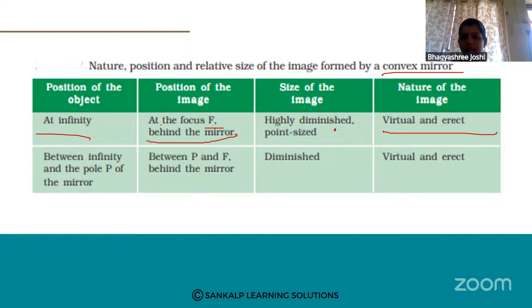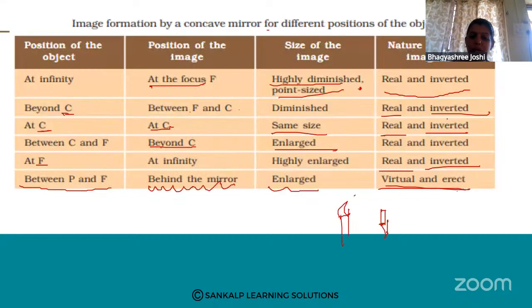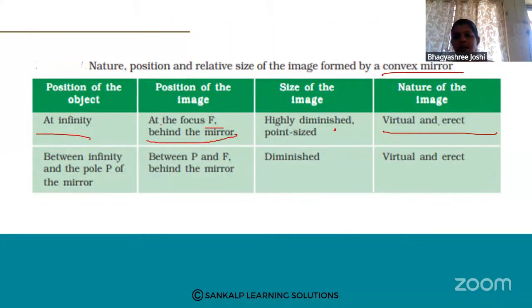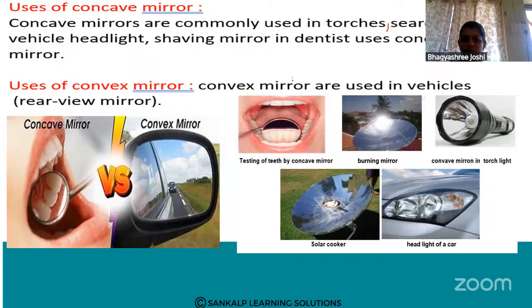So in case of a concave mirror, in all the cases it is real and inverted, but in only one case, between P and F, in that condition only, virtual and erect. Otherwise, the rest are all real and inverted. But here, at infinity, at the focus F behind the mirror, it is highly diminished, point sized, and the nature of the image is virtual and erect. Between infinity and the pole P of the mirror, that is between P and F behind the mirror, you will get the image behind the mirror, and it is diminished, virtual and erect.